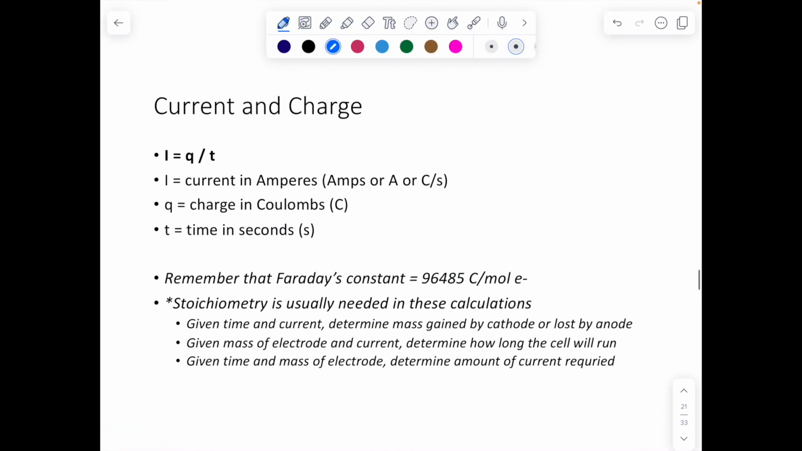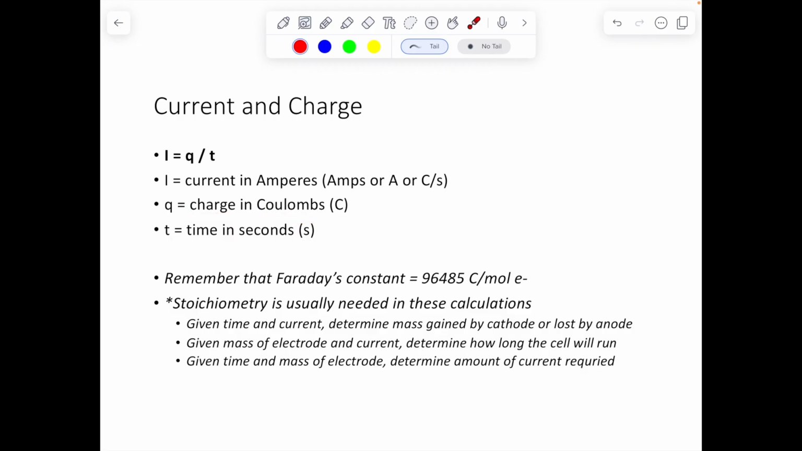Moving on to current and charge, we have a new equation here. So I equals Q over T. This is on your equation sheet. I is current in amps or amperes, sometimes also just an A. Amps is also the same as coulombs per second. Q is charge in coulombs, and T is time in seconds.